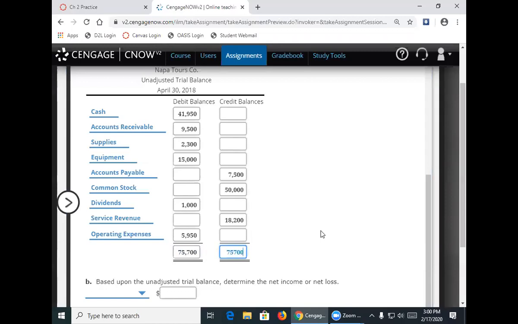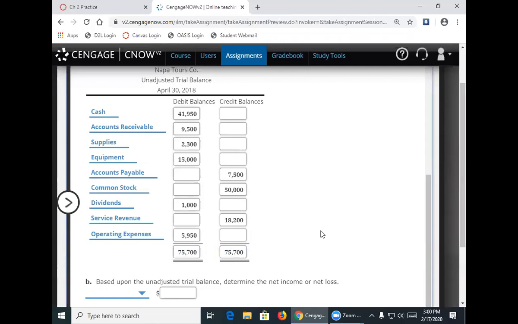Perfect. 75,700. So just a single underline means we're going to do some type of addition or subtraction. So we added all those up. And then they give you the double underline, but we would technically do that when those were balanced. That's the accountant's way of showing, hey, this is correct. So we double underline because those equal.